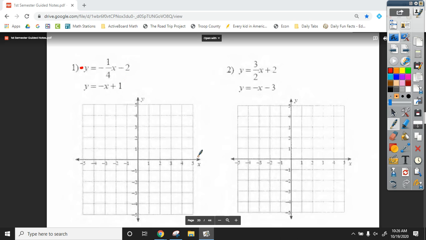So where do I start? Negative 2 on the y-axis. My slope is negative, so do I go up or down? Down 1, right 4. If I can't go down and to the right, then I can go up and to the left. It's an equal sign, so I know it's going to be a solid line.